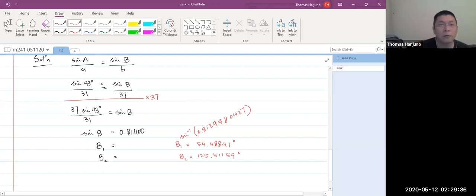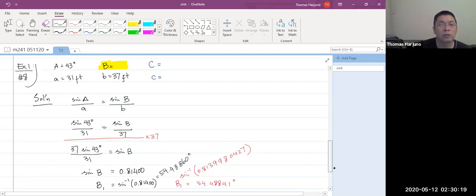Now however, if what you use is sine inverse of exactly this number, 0.81400, then you will get a bit off, 54.48860 degrees, slightly off, but don't worry about this. You can use either one and I'm fine. And then the inverse therefore is 125.51140 degrees. So you can use either one, the black one or the red one. The red one is more accurate though.